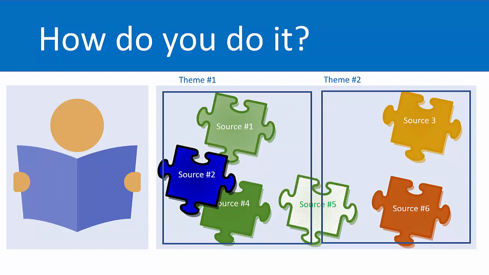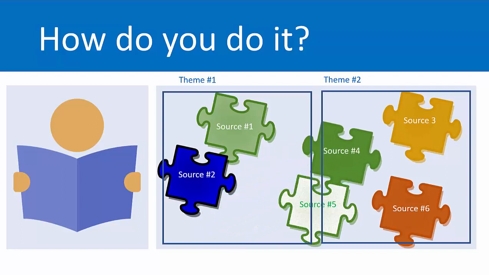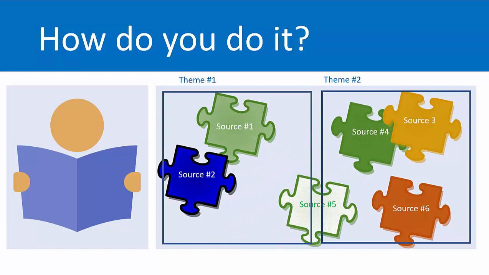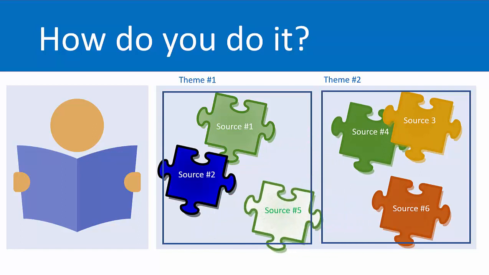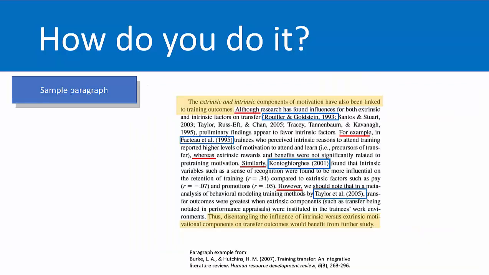Sometimes it's hard to see the patterns, but as your research continues, you will find them. Each theme will then represent one paragraph or section in your paper. Don't forget to acknowledge sources that disagree with your position. Let's look at a sample paragraph that does a good job of synthesizing multiple sources speaking on a single theme.